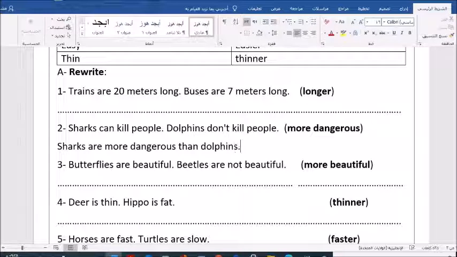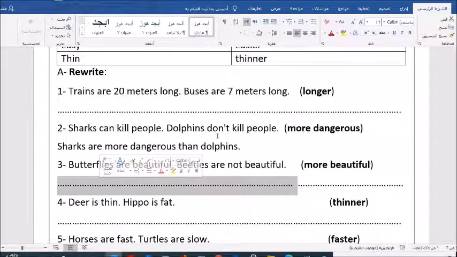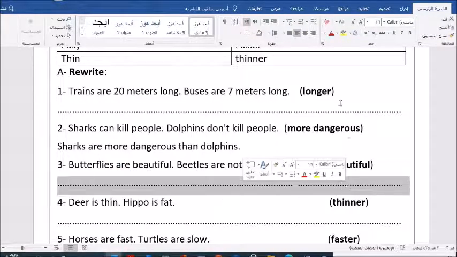Dolphins. Remember, you don't need to repeat "don't kill people" again. It is referred to in the word dangerous. It is understood. So we don't write "sharks are more dangerous than dolphins, they don't kill people." Just write part 1, is or are, more plus adjective, plus than, plus part 2, and don't write anything else. That's it, enough. End.